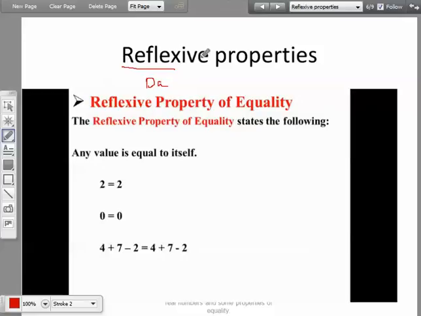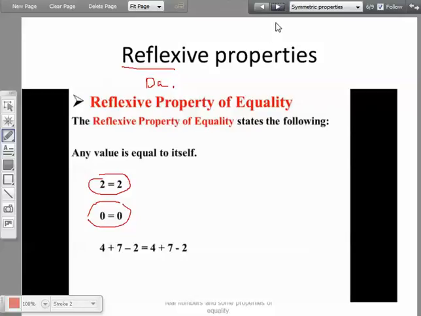It's like looking in a mirror. It's always the same thing. 2 is equal to 2. 0 is equal to 0. 4 plus 7 minus 2 is equal to 4 plus 7 minus 2. It's the book of duh. Well, duh, they're equal to each other, right? So that's the easy one, the reflexive property.